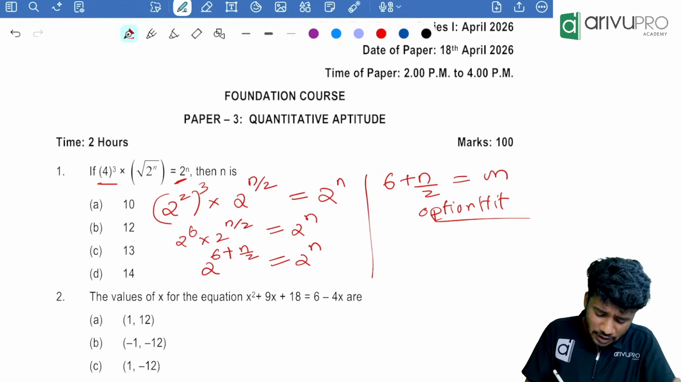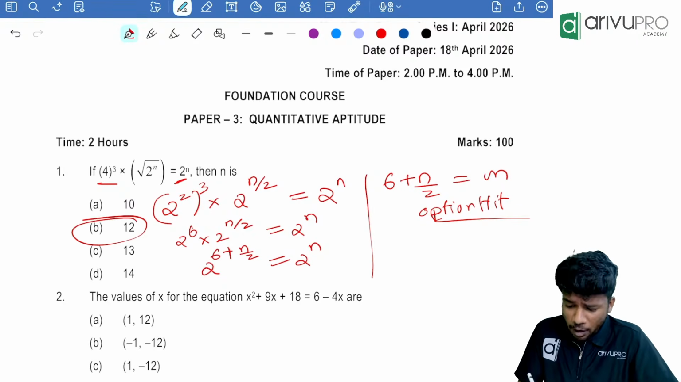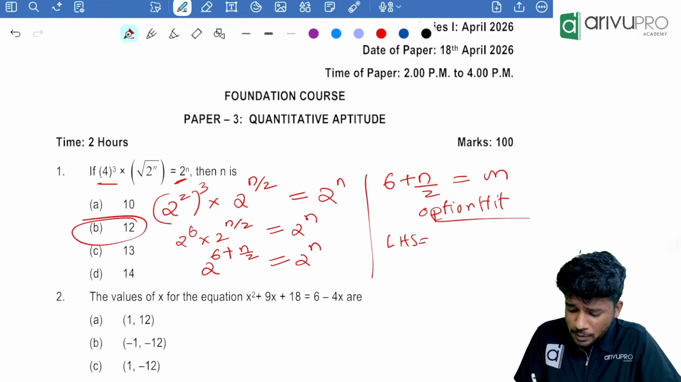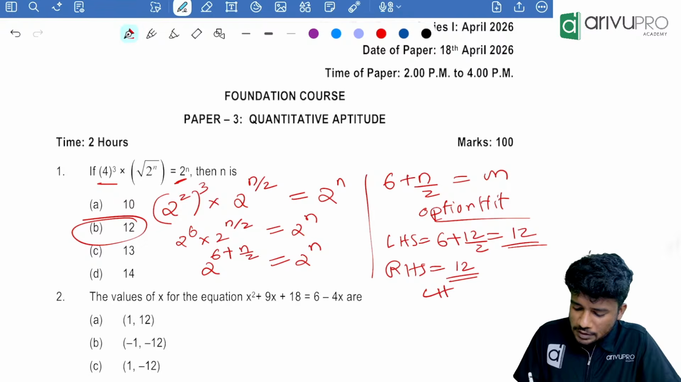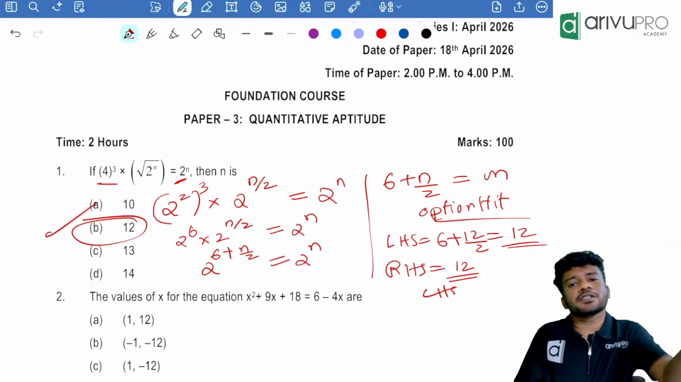Now option hit using option B. If you try option B, LHS is how much, people? 6 plus 12 by 2, which is equal to 12. Then RHS is anyway what? 12. So LHS and RHS are equal with which option? Option B is your answer.